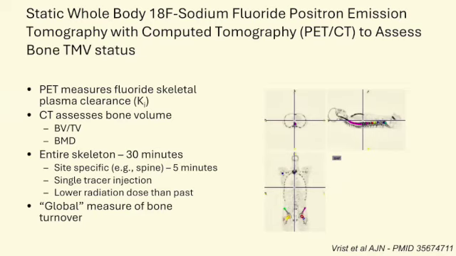With the addition of CT, you can get bone volume, and you can separate out cortical and trabecular bone. The current radiation dose is much lower than in the past. It's higher than HRpQCT, but it's much lower than what it was in the past. And there's been a resurgence now in the utility of PET imaging to help us understand TMV status, so turnover, mineralization, volume status. And now there are 2 studies evaluating whether or not this is a feasible test for us to use in the clinic.